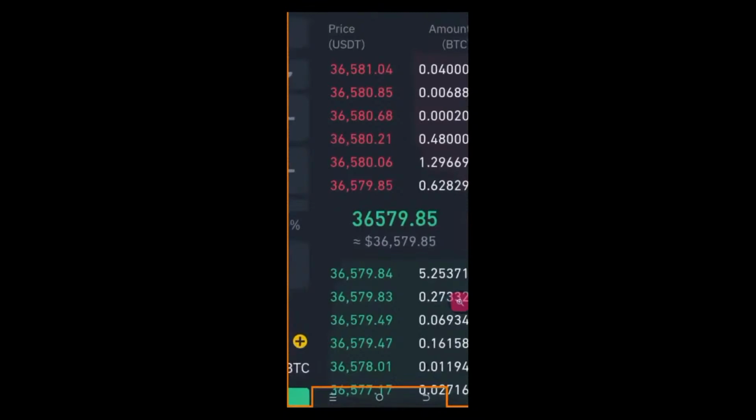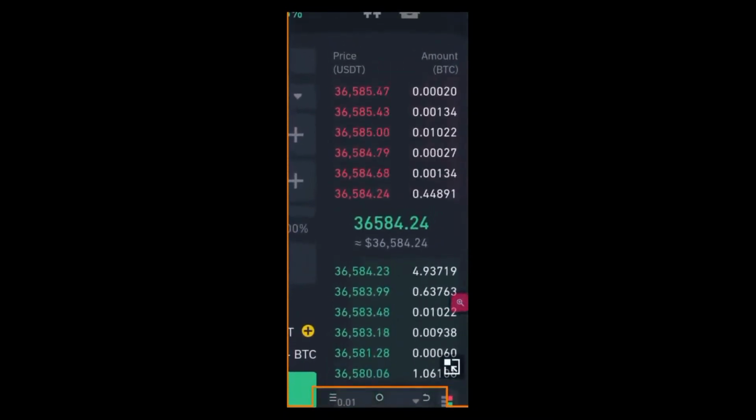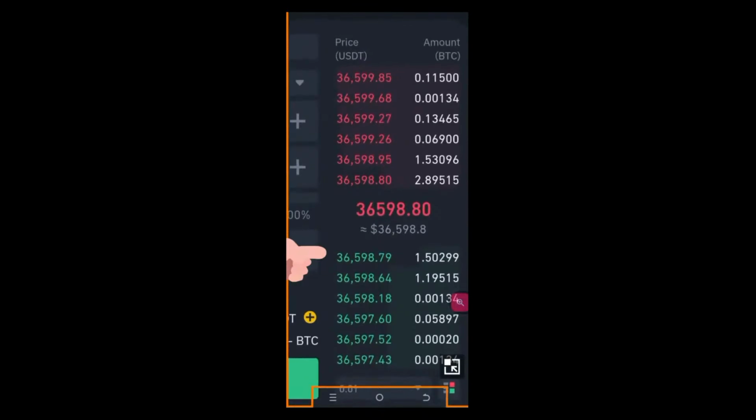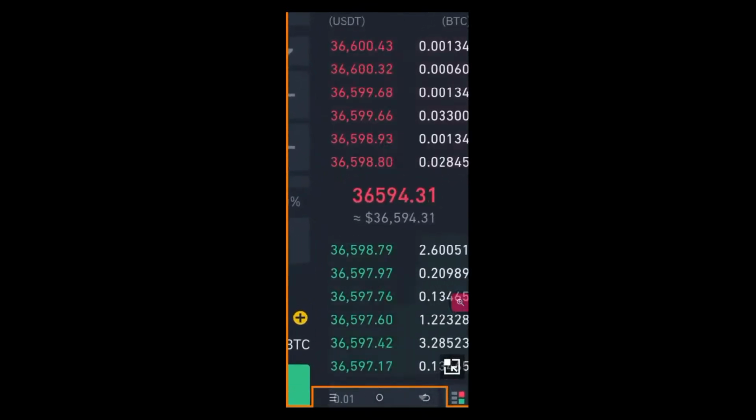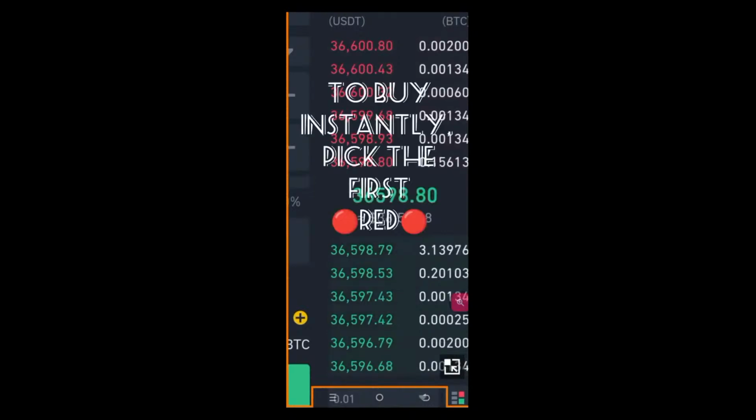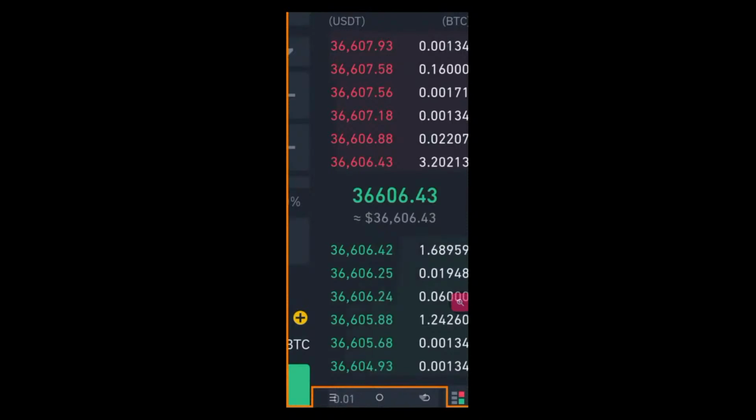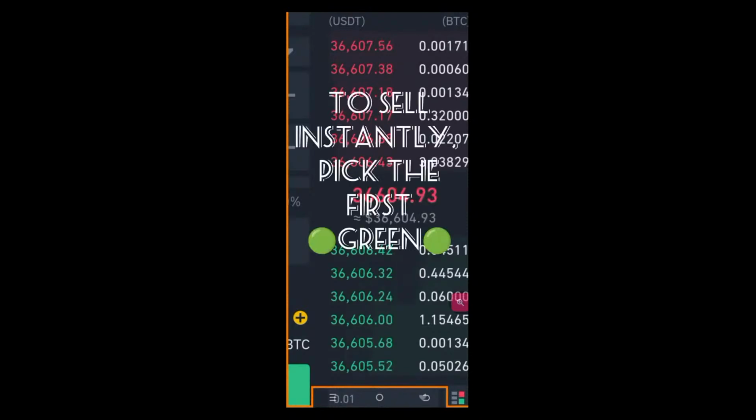Okay, now if you want to sell, and you're looking at it and you're seeing that you're still in the queue and you want to sell immediately, you got to choose the first green, this one that says 36598. That is the first green. So remember, if you want to buy, you pick the first thread. That's going to be a slightly higher price, and you must do all the simulations to be sure you're going to make money. To sell immediately and instantly, you need to pick the first green.